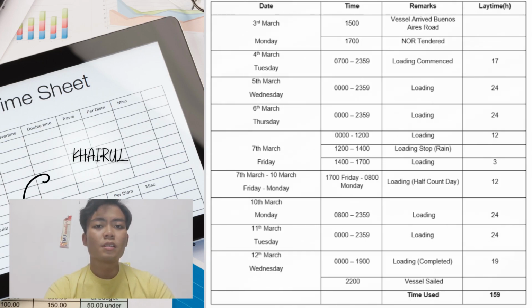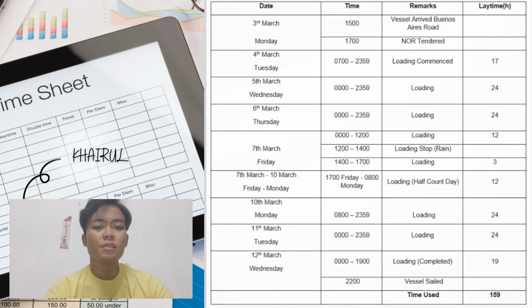7 March until 10 March, Friday until Monday, 1700 hours Friday until 0800 hours Monday, loading half count day. Total laytime is 12 hours. 10 March, Monday, 0800 until 2359 hours, ship loading. Total laytime is 24 hours. 11 March, Tuesday, 0000 hours until 2359 hours, ship loading. The total laytime is 24 hours.